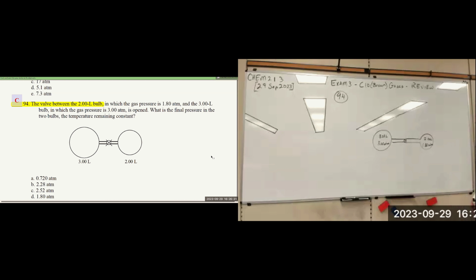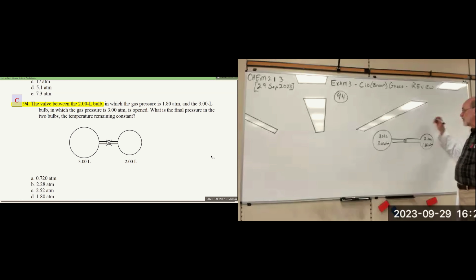Well, semi-quantitatively, where it's going to be. If this one's at 3 atmospheres and this is 1.8, the pressure is going to be somewhere in between, isn't it? Right? It won't be below 1.8. It won't be above 3. But what we have to do is decide, how do we get at the pressure?